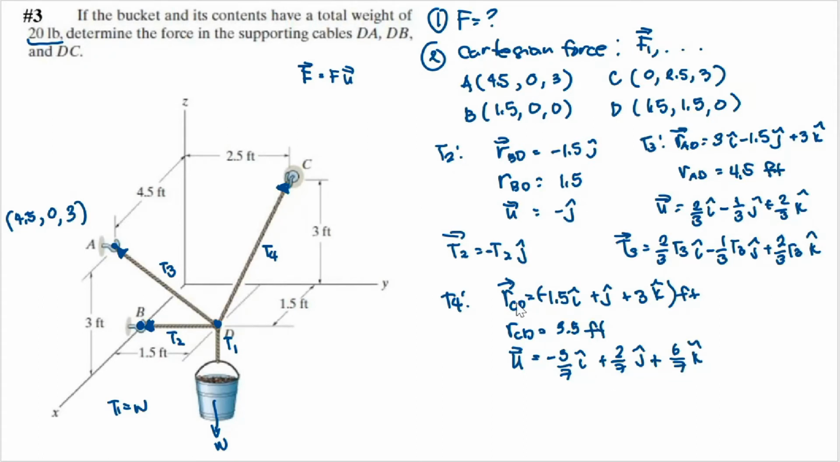6 over 7, and that is the unit vector. Now, for T4, again, I will use this general form. So, I will multiply the magnitude of T4, which we do not know, times its unit vector. So, therefore, the Cartesian vector of T4 is equal to negative 3 over 7 T4 i hat plus 2 over 7 T4 j hat plus 6 over 7 T4 k hat, and that's it.